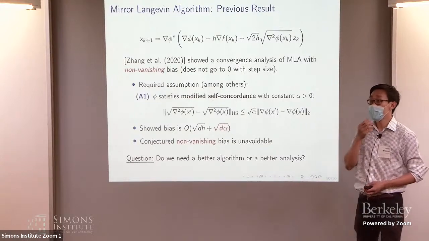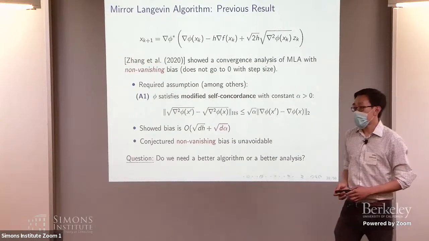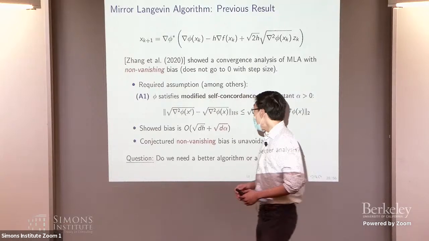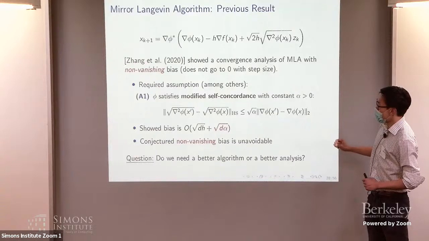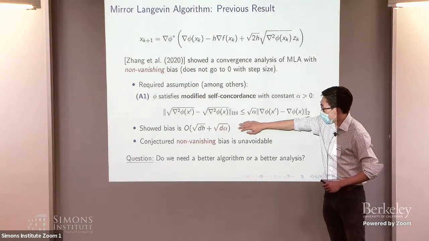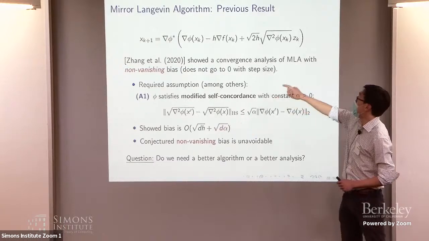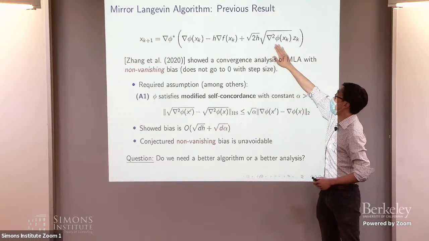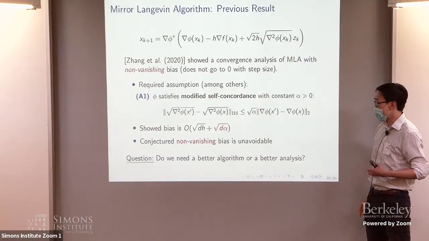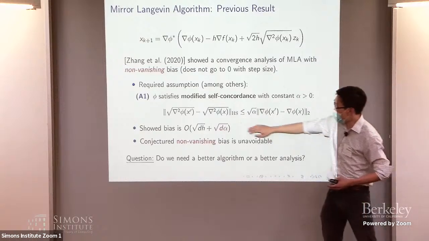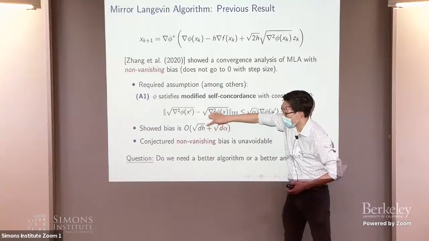Yes, there's a question. Are these sharp bounds? In some sense, no. They conjecture that this non-vanishing bias is unavoidable, essentially because we are discretizing something with a multiplicative noise. What we show is that, in fact, with a slightly more refined analysis, we can remove this bias, and then we get a term that looks like that.